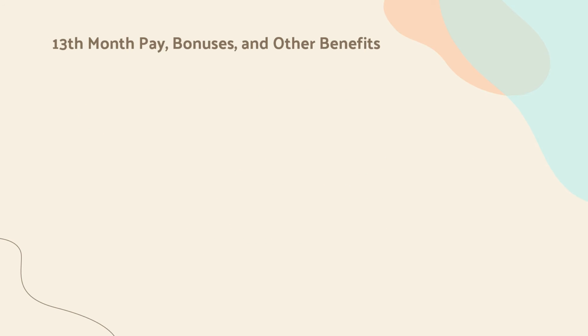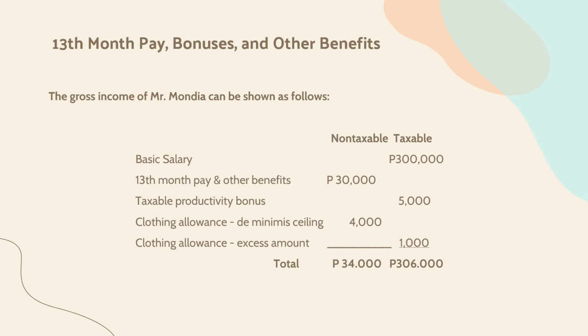The gross income of Mr. Mondoya can be shown as follows. His basic salary is taxable, which is 300,000. 13th month pay and other benefits is 30,000 non-taxable. Taxable productivity bonus, which is 5,000. Clothing allowance, 4,000 non-taxable. Clothing allowance excess amount, which is 1,000 taxable. A total taxable is 306,000 and a total non-taxable is 34,000.